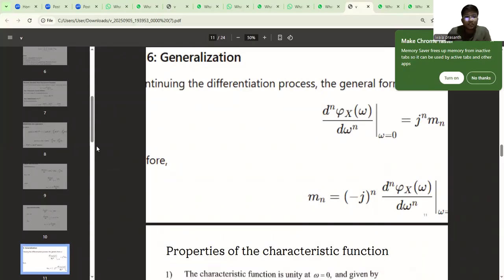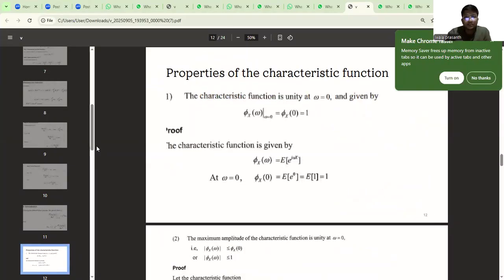Generalization. By continuing the definition process, the general form is d^n φx(ω)/dω^n at ω = 0, which is equal to j^n mn. Therefore, mn is equal to (-j)^n d^n φx(ω)/dω^n at ω = 0.